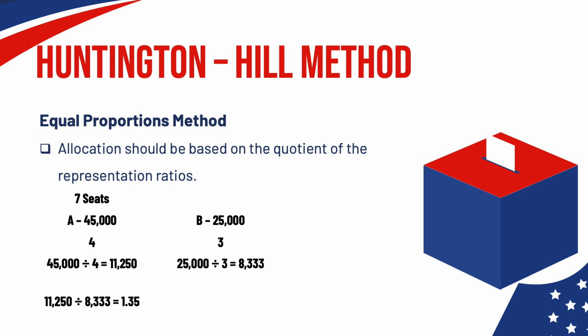But let's instead imagine a scenario in which we decide to have 4 seats for state A and 3 seats for state B. In this scenario, in state A, each representative is representing about 11,000 people, and in state B, about 8,000 people, which gives our quotient as 1.35. This is now preferred because that means that the representation ratio for the two states is similar. So this is the idea that they're essentially using on a broader scale to decide how the 435 seats should be allocated for every state.